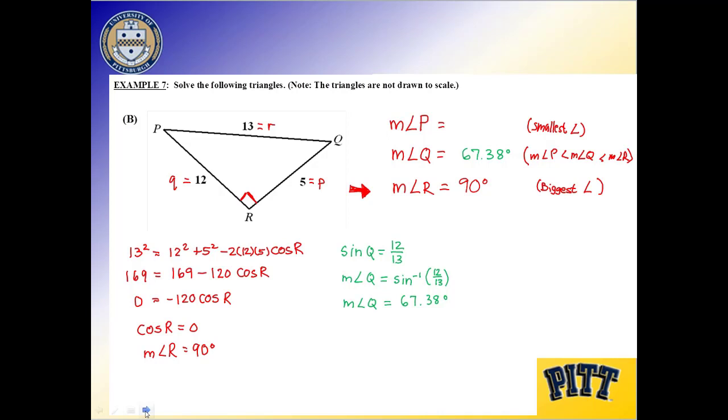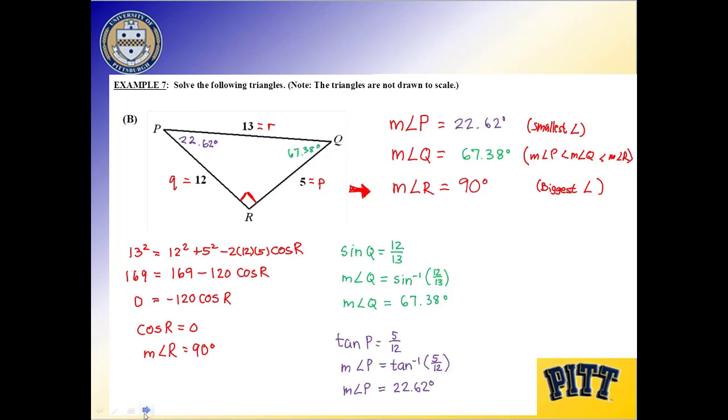Why? I could use the law of sines or the law of cosines to find the other angles. They're still on the table. But I could use basic trig functions at this point because I do have a right triangle. If I say the sine of angle Q is 12 over 13, opposite leg over hypotenuse, and I do the arc sine of 12 over 13, I get 67.38.